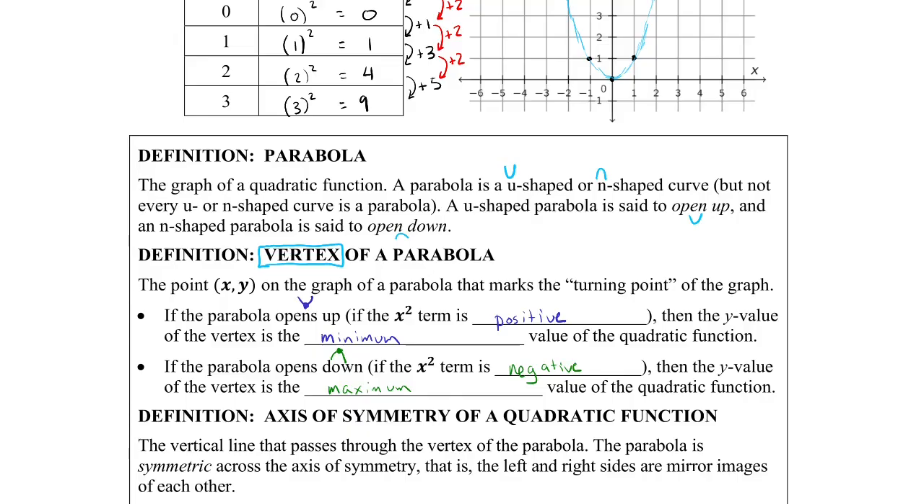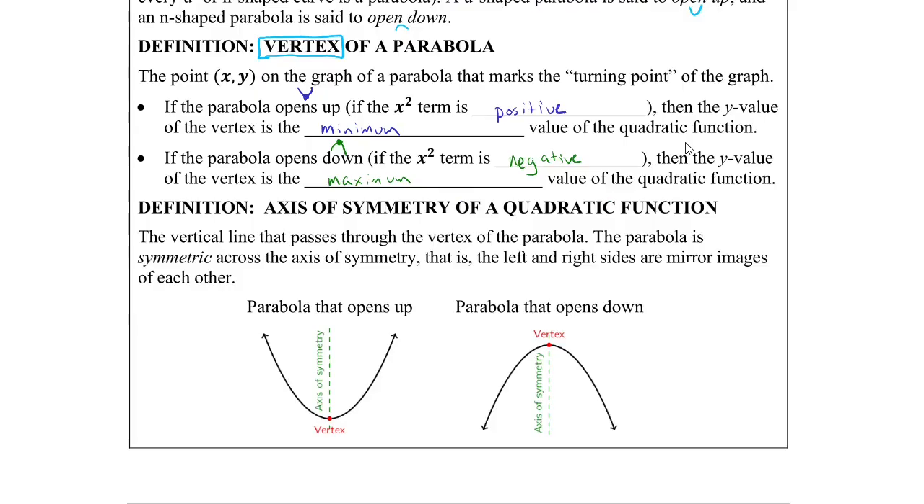The last piece of the anatomy of a parabola we're going to mention is that if we draw a vertical line through the vertex, the parabola is symmetric across that line. So if we pick the parabola up and flip it across that line, it looks exactly the same. That vertical line then is called the axis of symmetry of the parabola.